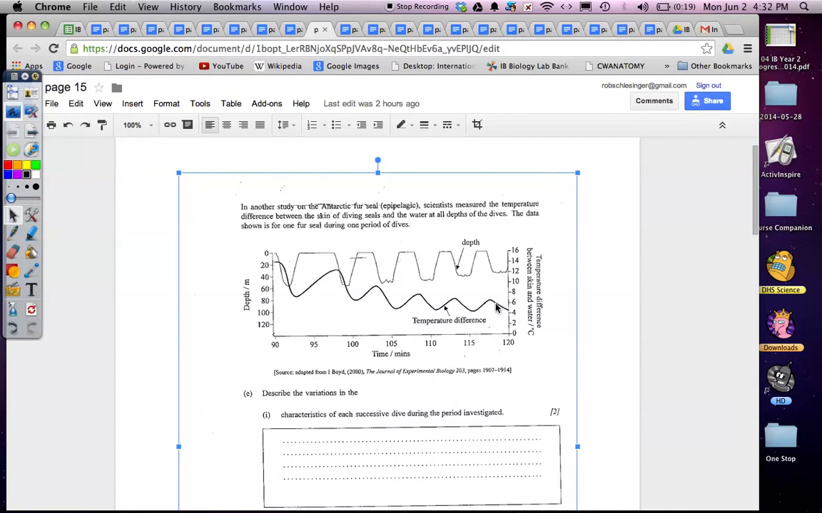A lot of people said that this is the seal adapting, and that's not the case. The seal is actually losing its battle to maintain homeostasis. And so at this point, it's going to need to take a break and hang out on the shore for a while and warm up.